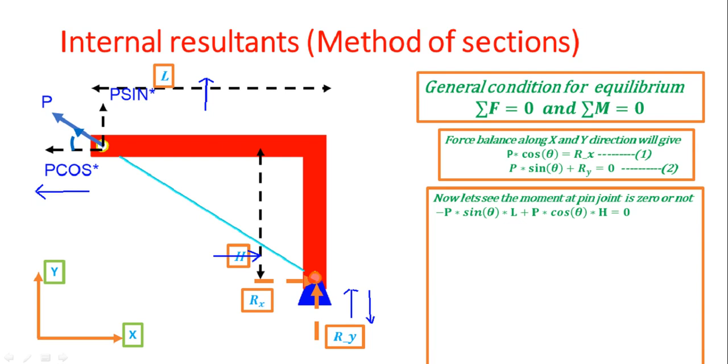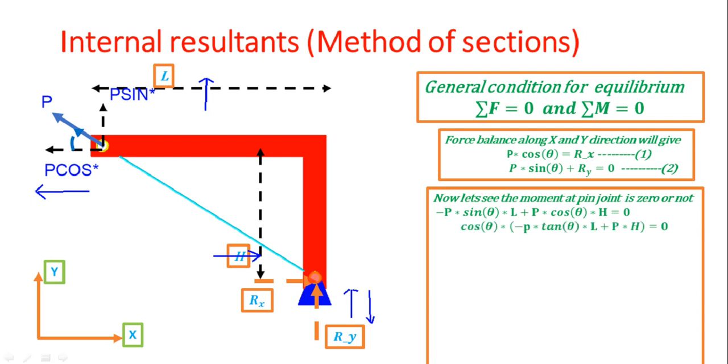Since you can see that P sine theta is producing a clockwise movement about our pinpoint, and P cos theta is producing anti-clockwise movement. This is the reason why P sine theta is carrying a negative sign and P cos theta is carrying a positive sign. It is not any hard and fast rule that you have to take clockwise as positive or anti-clockwise as negative. It is simply that if you are taking one as positive, the other will automatically be negative.